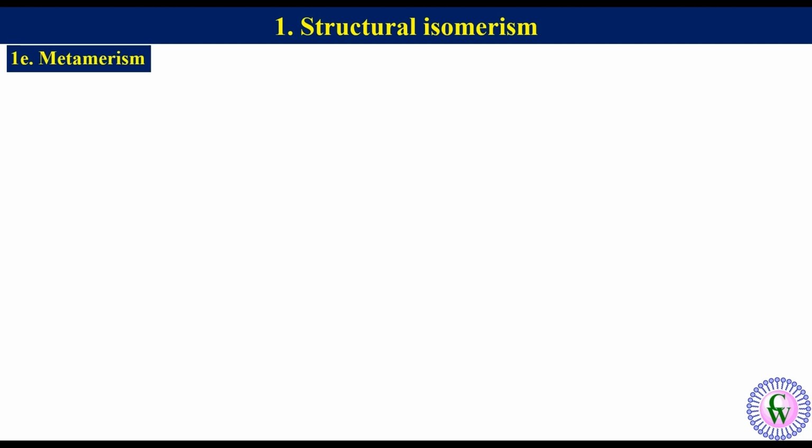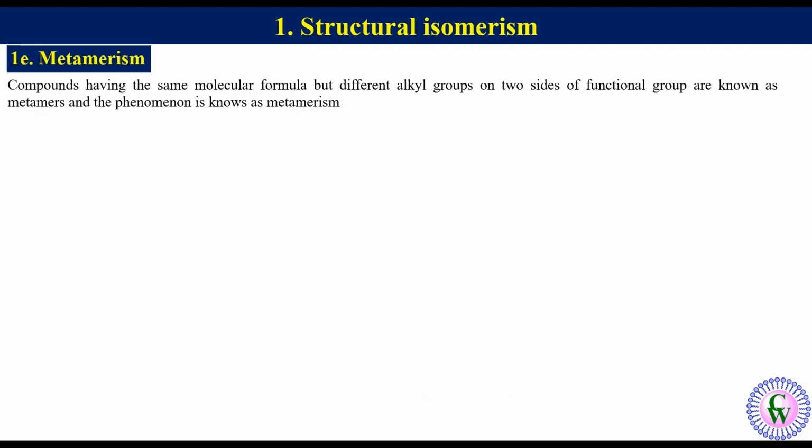Metamerism. Compounds having the same molecular formula but different alkyl groups on two sides of functional groups are known as metamers, and the phenomenon is known as metamerism. For example, diethyl ether and methyl propyl ether. Here we can see that both have the same molecular formula. In one, left and right alkyl groups are ethyl, while in other, on one side it is methyl and on the other side it is propyl.